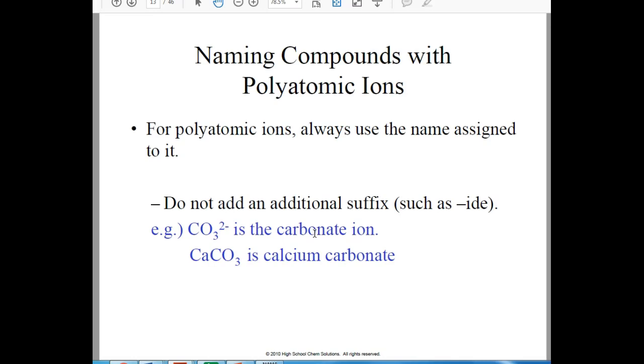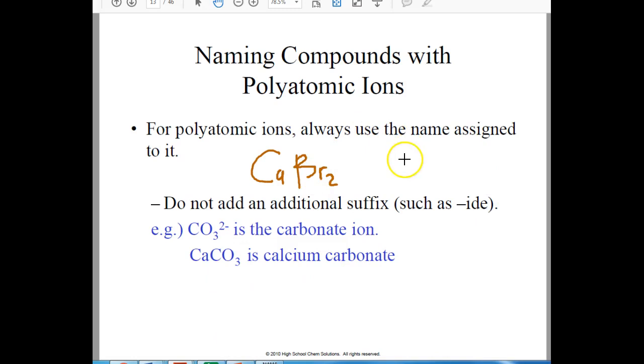So first off, if we have a polyatomic ion in a compound, always use the name assigned to that compound. Do not change the ending. Remember, in the previous examples, we saw that if we had a compound like CaBr2, then that would be calcium bromide. We would change the ending.